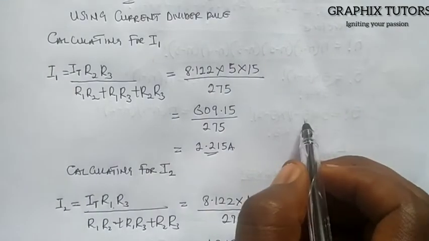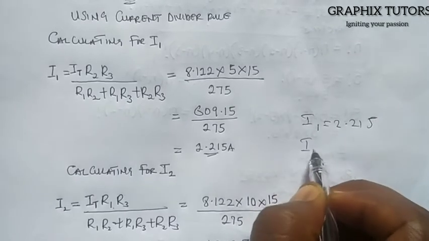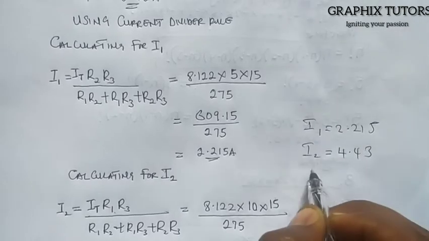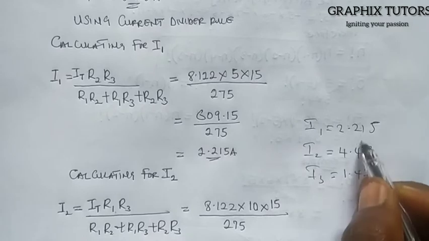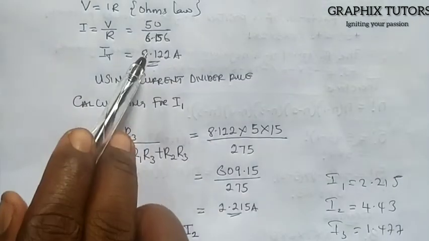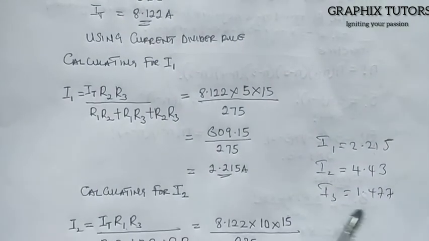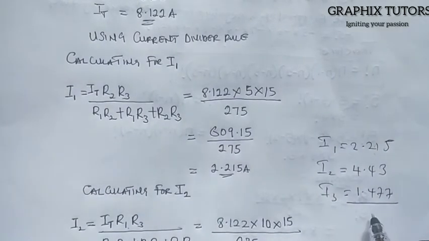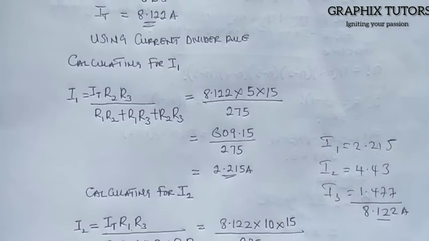My I1 is giving us 2.215. My I2 is giving us 4.43. My I3 is giving us 1.477. If you add all this, you should be having our I total back. So let's try that and see. When you add them, everything here will give us 8.122 amperes.